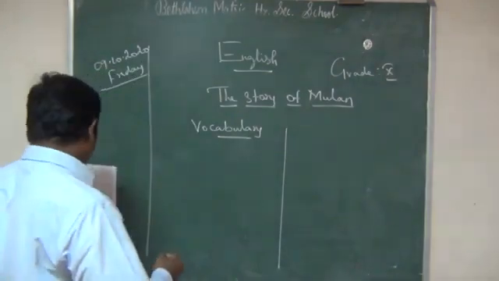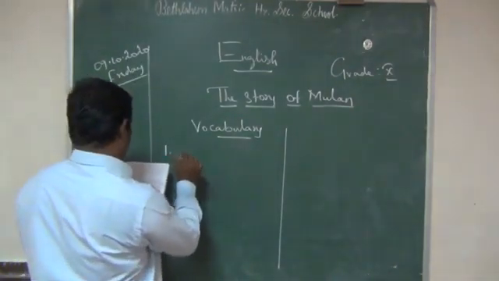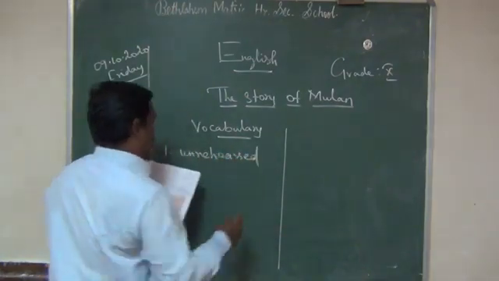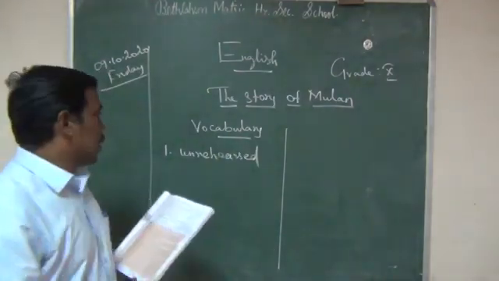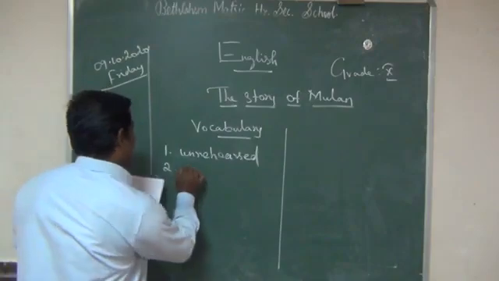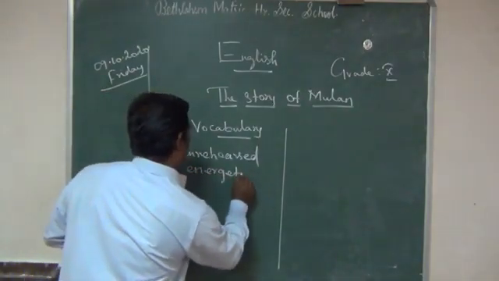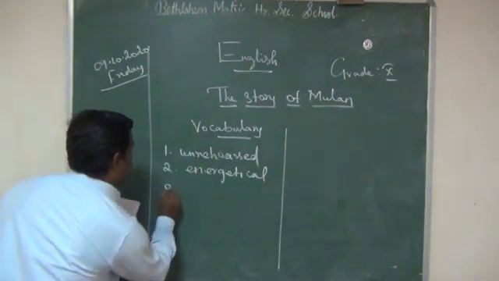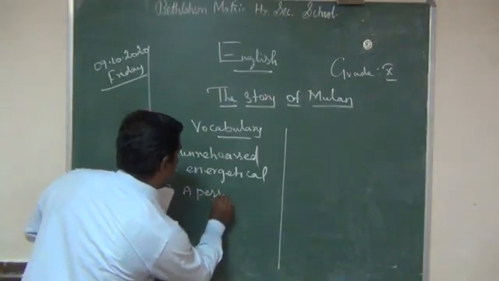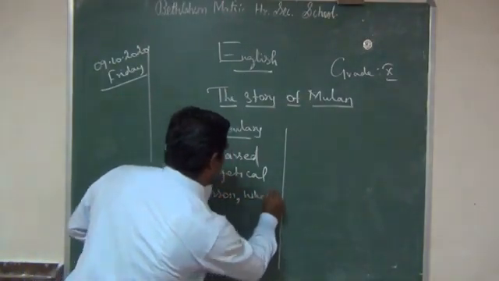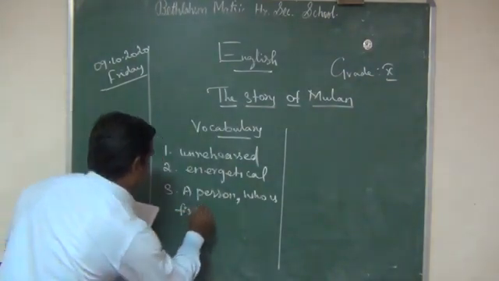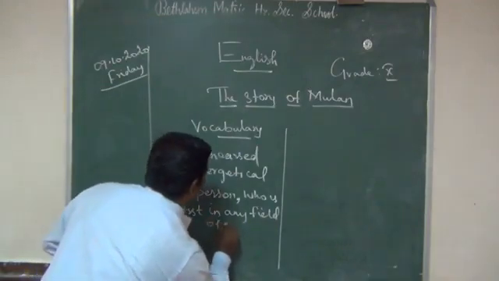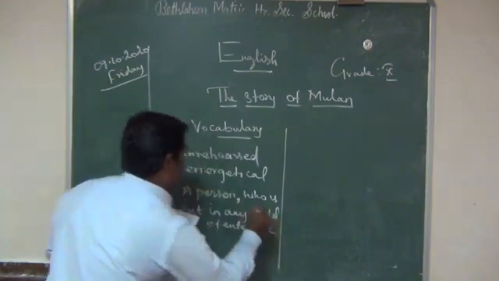What is this improvised? Write the meaning of improvised: unrehearsed. Then acrobatic means energetical. The pioneer of this dance, okay, pioneer means, write the meaning: a person who is first in any field of enterprise. Those people are called pioneers.